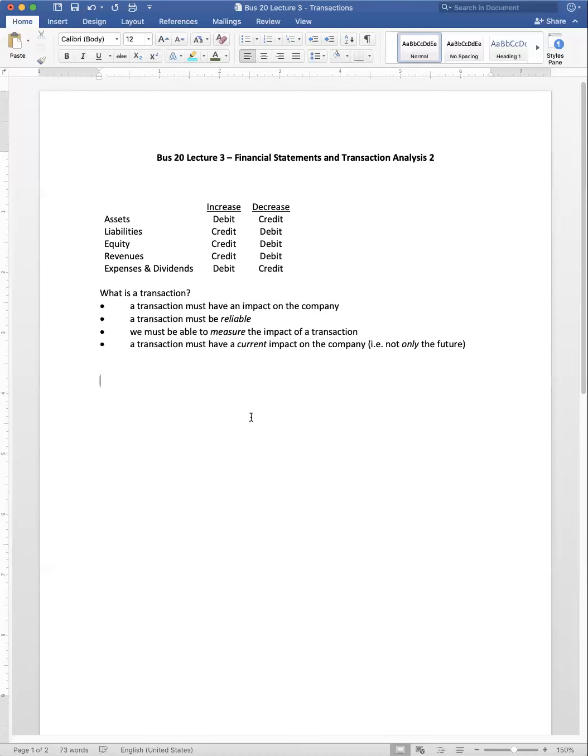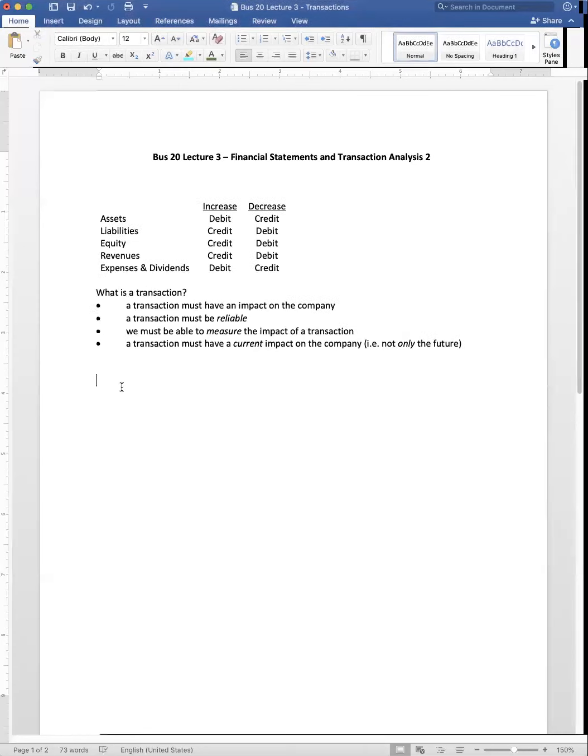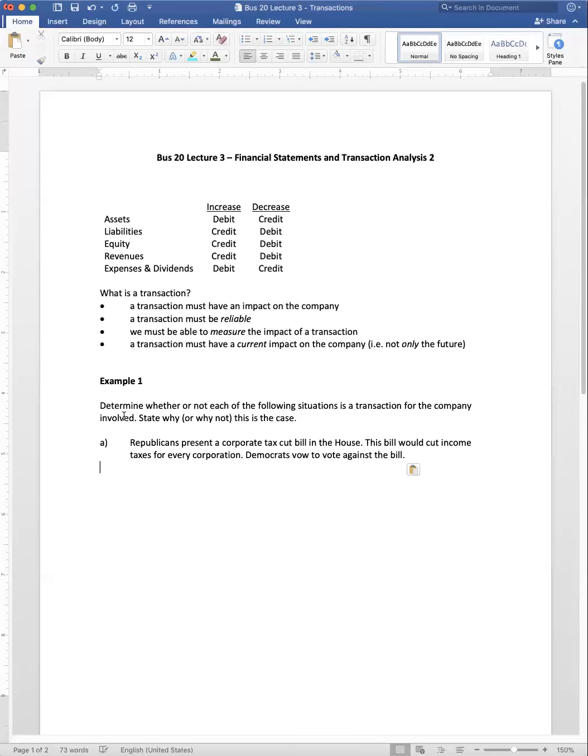All right, now I know this all seems really theoretical, so let's think about some examples and talk about whether or not those are transactions. For our example 1 today, we're going to determine whether or not each of the situations is a transaction for the company. Let's take a look at the first one.